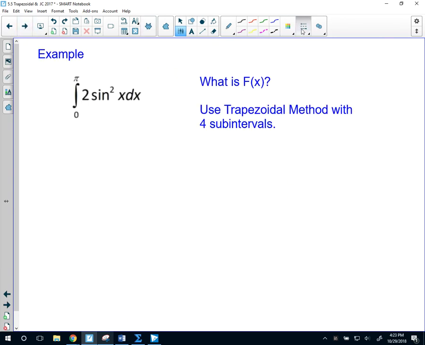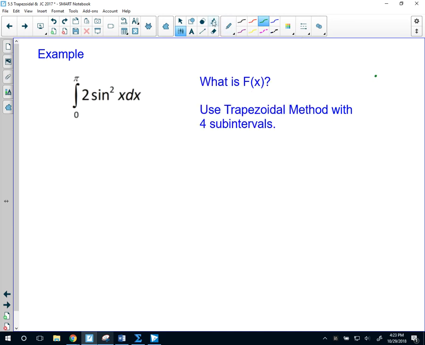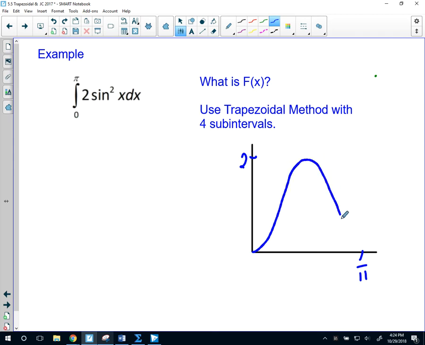Okay, so now we're going to practice a sine problem. So just something with trig. So let me get an actual line here. I'm going to quickly draw a sketch of this as well. So I'm going from 0 to pi. And 2 sine squared x probably looks something like this, I'm going to guess. Kind of. Okay, it's an approximation.